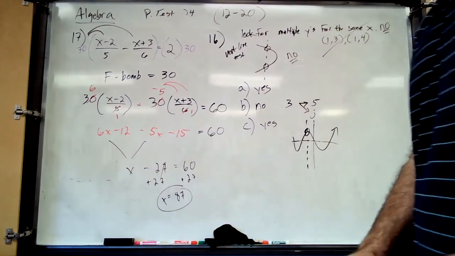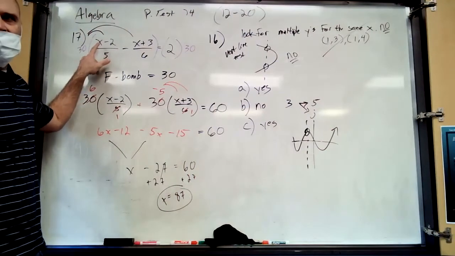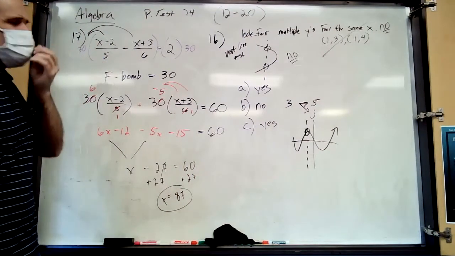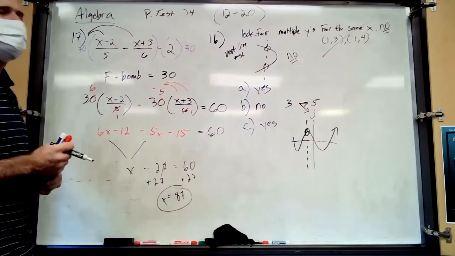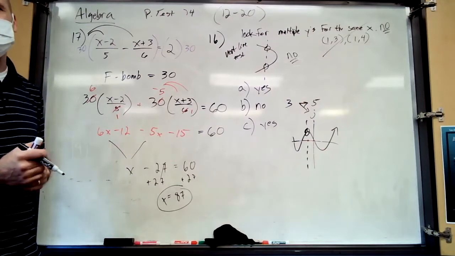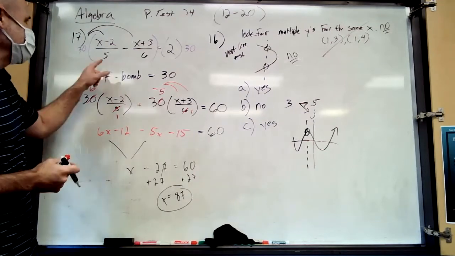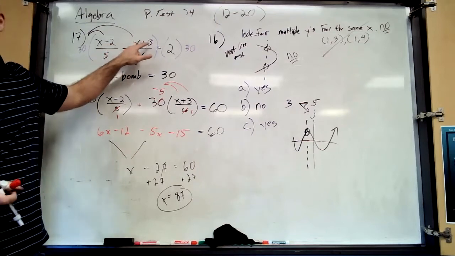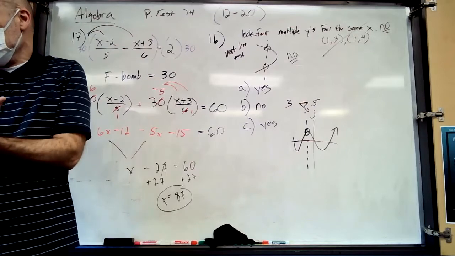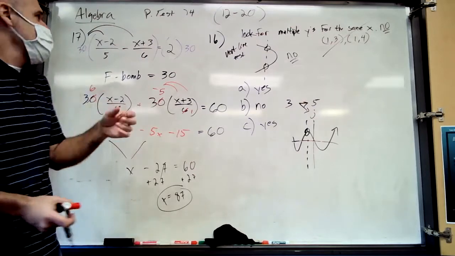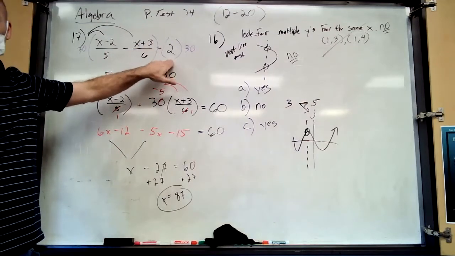Let's just make sure that works. Let's plug it into our original equation. 87 minus 2 is 85. 85 divided by 5 is 17. Right? Okay. 87 plus 3 is 90. 90 divided by 6 is 15. Right? What's 17 minus 15? 2. It works.